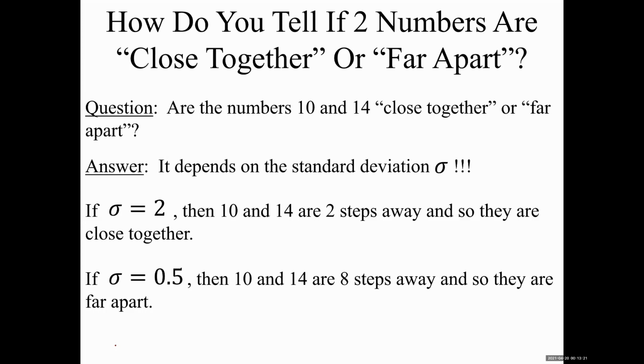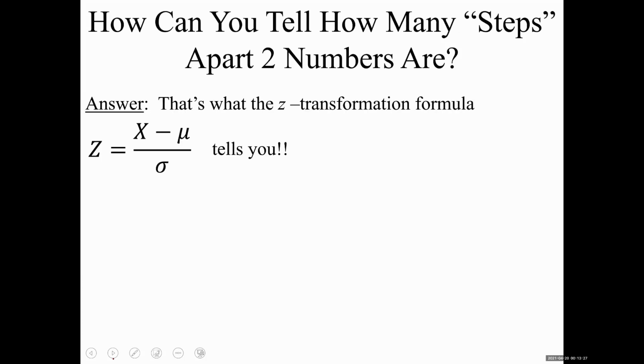So we need a better way to figure out how far apart the 2 numbers are instead of drawing a picture. The way we're going to figure that out is with the Z transformation formula. You've seen the Z transformation formula before, and I mentioned that there are a lot of different uses of this formula. We used it to calculate probabilities in chapter 7. There's another application in chapter 2 that we skipped, but we're going to use it again here.